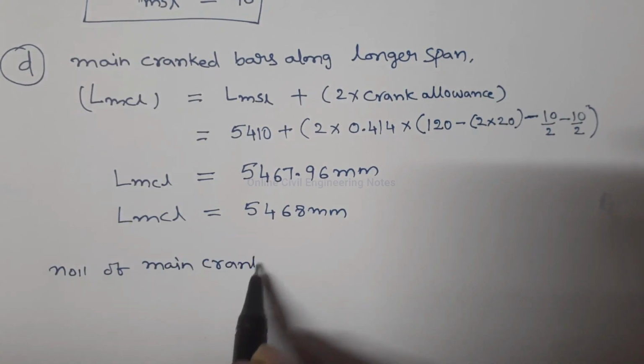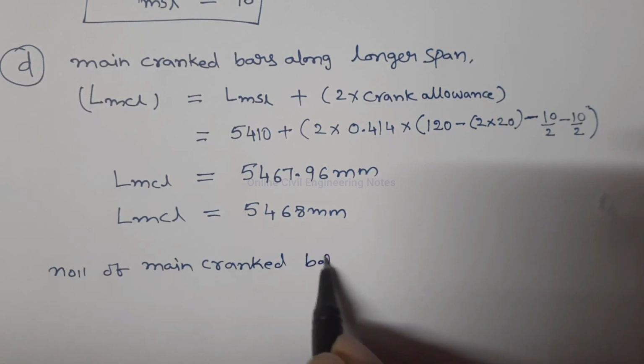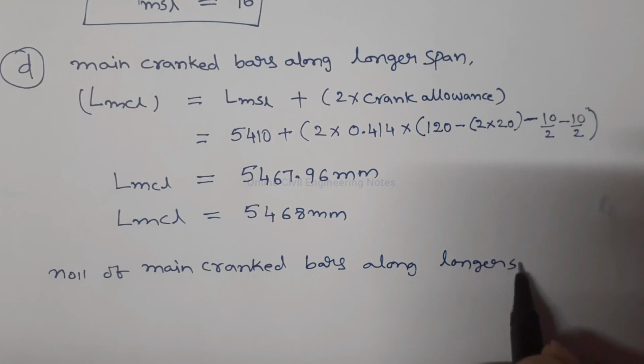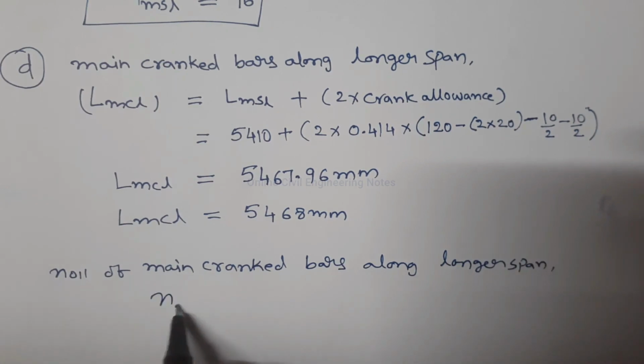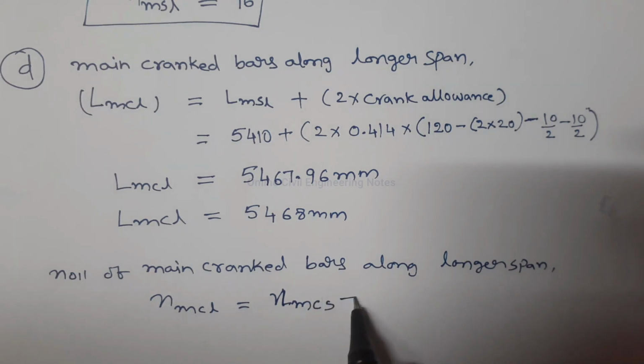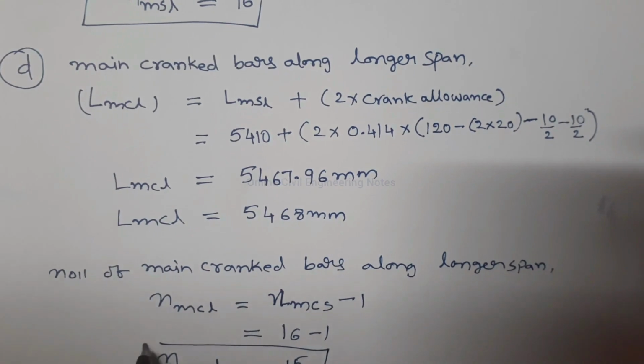And number of main cranked bars along longer span is equal to number of main straight bars in the longer span direction minus 1. 16 minus 1, which is equal to 15 numbers.